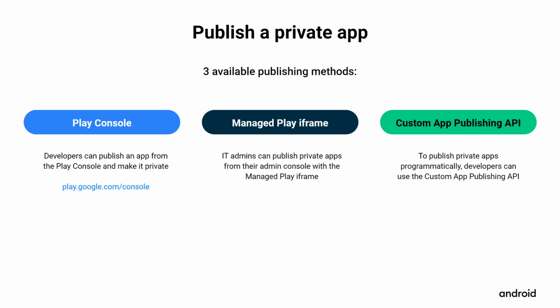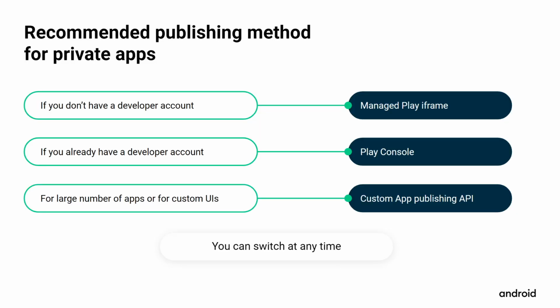Now, you may wonder which method you should use since they all give the same result. Here is our recommendation. If you don't have a developer account, just publish your app from the iframe. It's the simplest and quickest method. You can still create a developer account later on if you need to and transfer your apps there. If you do already have a developer account and you have apps there, it makes sense to keep your developer account because it gives you access to more features like customizing your developer profile or using the API. And if you plan to publish a large number of private apps or are building your own internal publishing tool, then you will want to use the API.